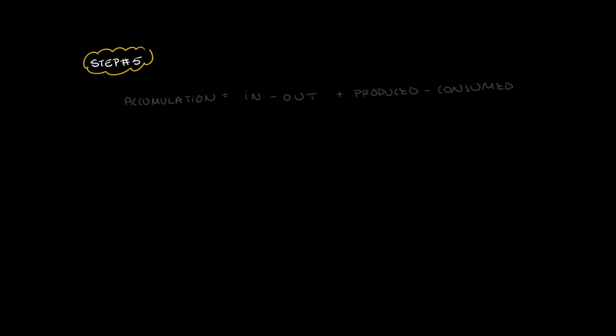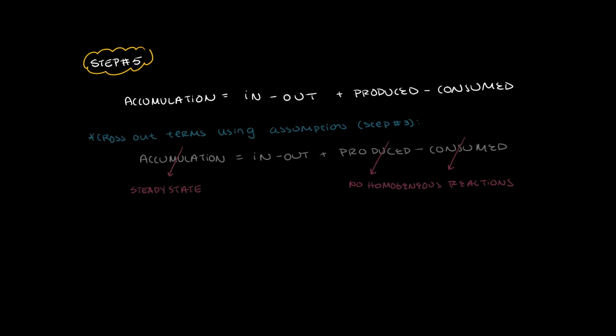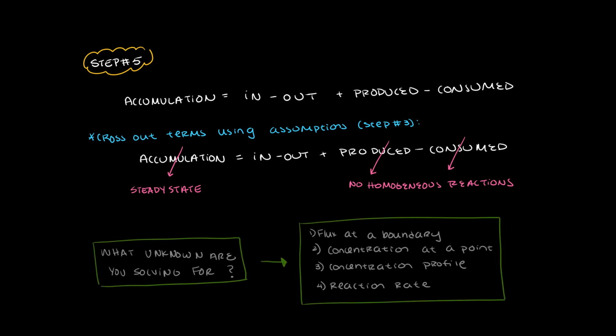Fifth, write your differential equation of change for mass transfer. In other words, perform a mass balance. Apply assumptions from step 3 to cross out terms that don't apply. Consider what unknown you are solving for.